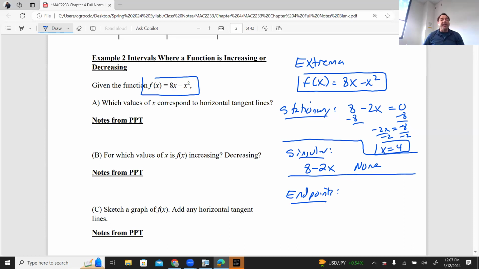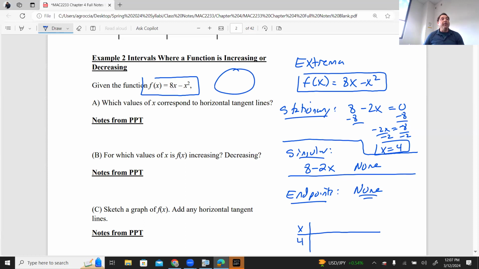And then endpoints, do we have any endpoints? The answer is none, because there was no domain. Soon there'll be a domain. Soon there'll be singular. But for right now, we don't have it. It doesn't tell us start here, end here. Okay? So we can make a table, but the only thing we're going to check is what?